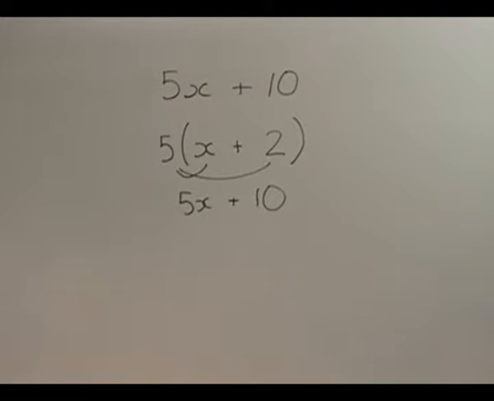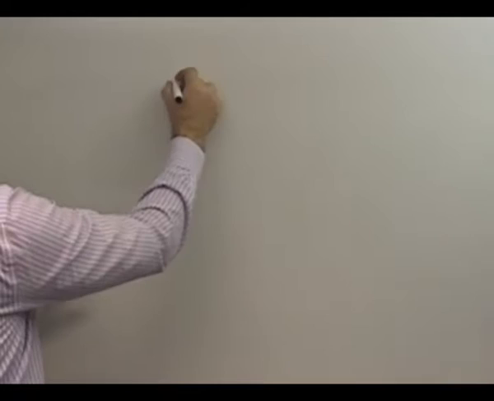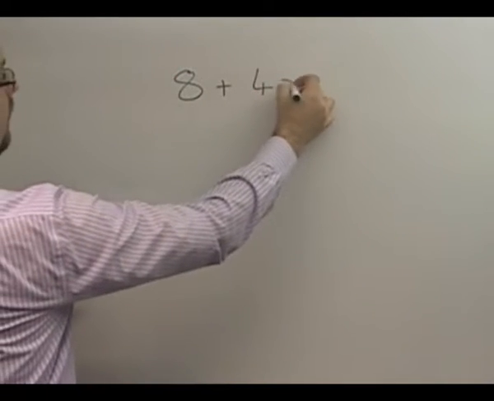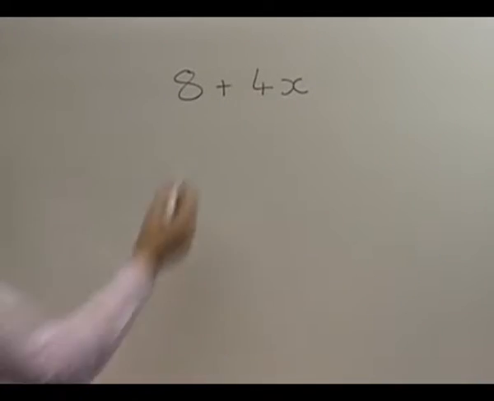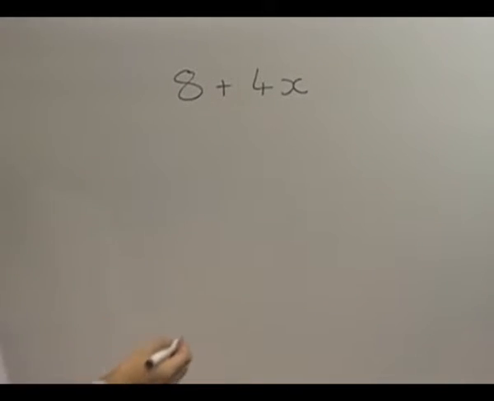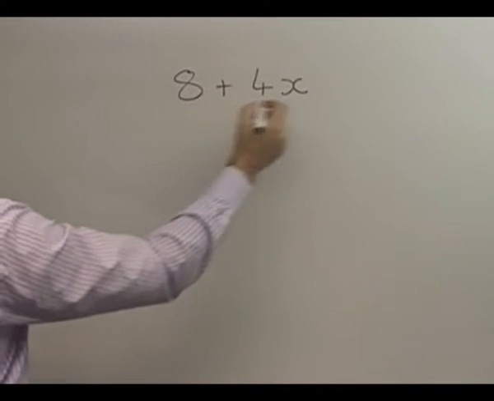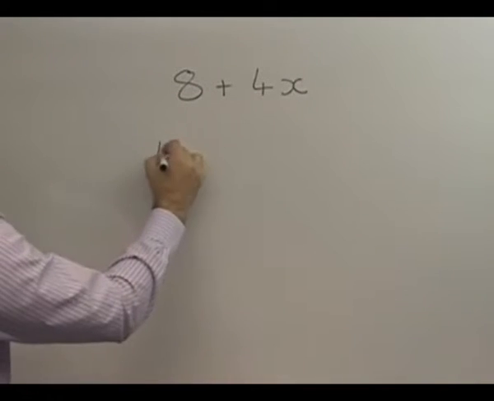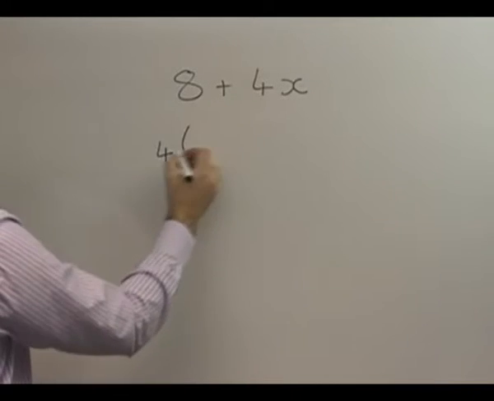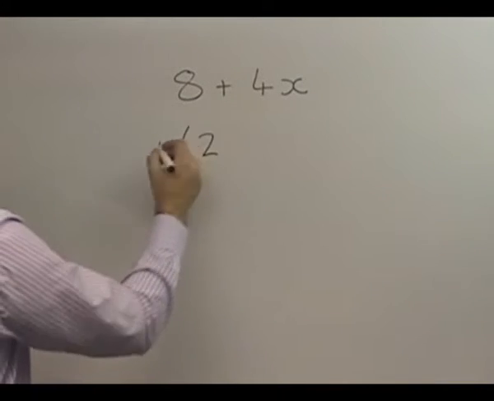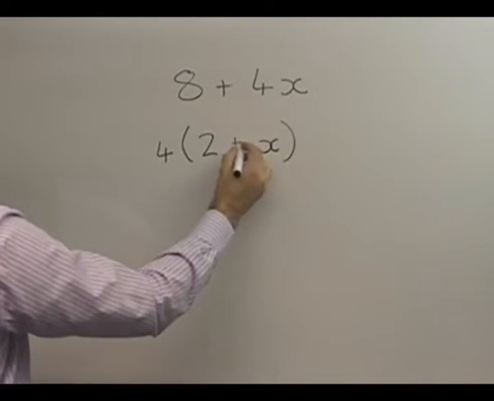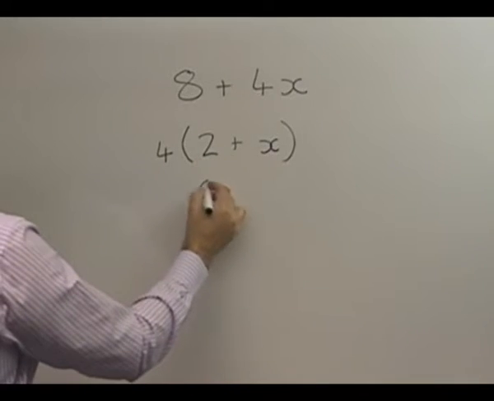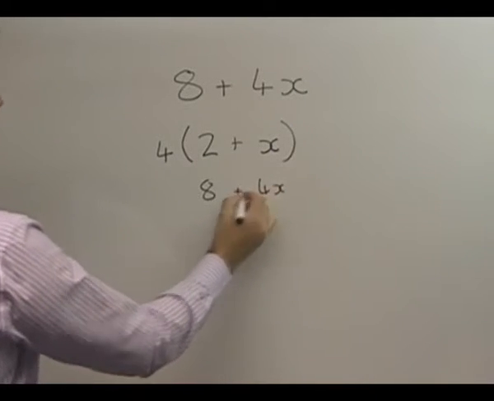Okay. What's the next one? 8 plus 4x. This one is given because sometimes if you see them all the same way round all the time with the x in front, when you see this you get confused. This is basically the same as what I've just shown you. What goes into 8 and goes into 4x? Well, 4 goes into both of them. 4 is a factor of 8. 4 times 2 is 8. And 4 is a factor of 4x. 4 times x is 4x. So 4 times 2 is 8, 4 times x is 4x. And they're added.